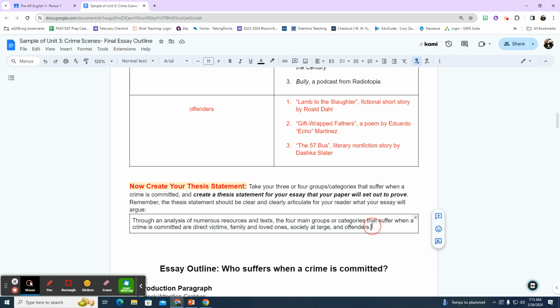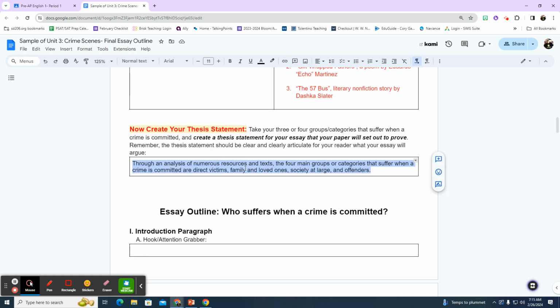So if you have this done, that means your thesis statement is complete. That means you know exactly what your paper is going to be writing about and set out to prove. So now you're really ready to begin outlining.